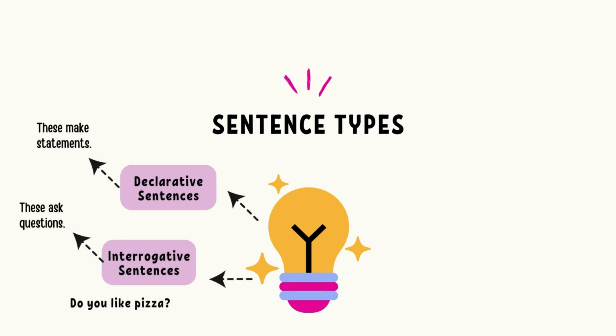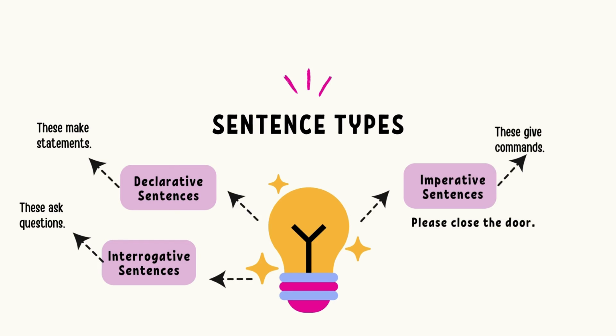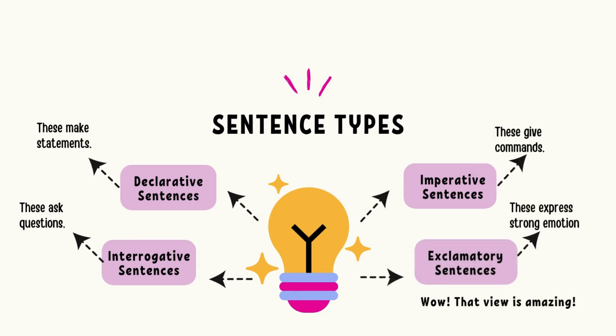2. Interrogative sentences. These ask questions. For example, do you like pizza? 3. Imperative sentences. These give commands. For example, please close the door. 4. Exclamatory sentences. These express strong emotion. For example, wow, that view is amazing.